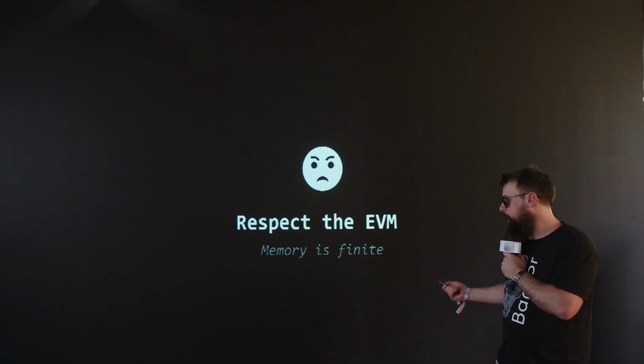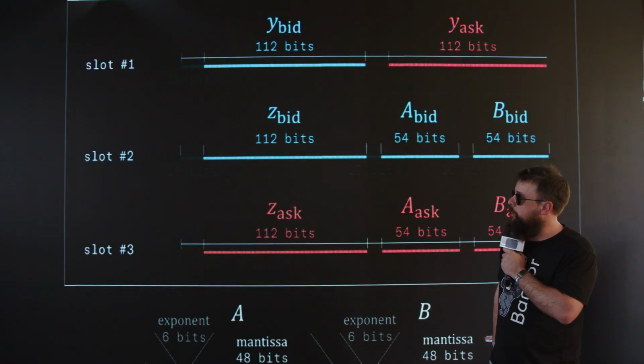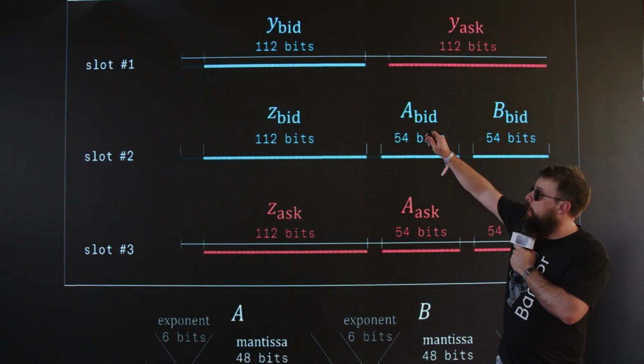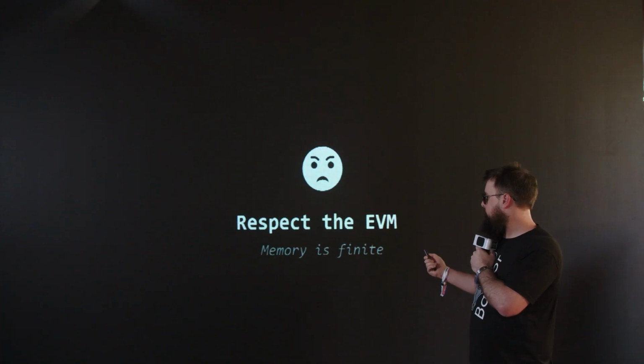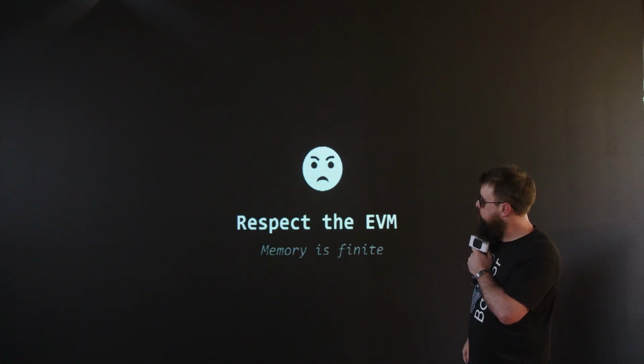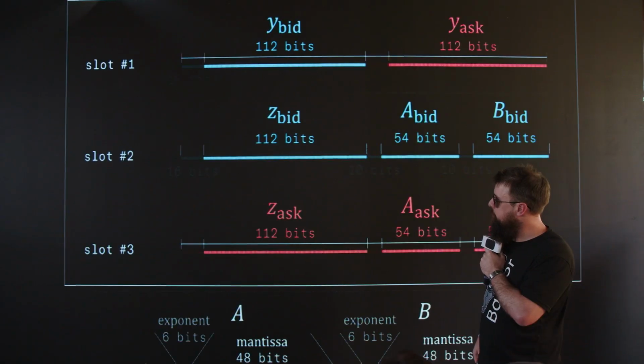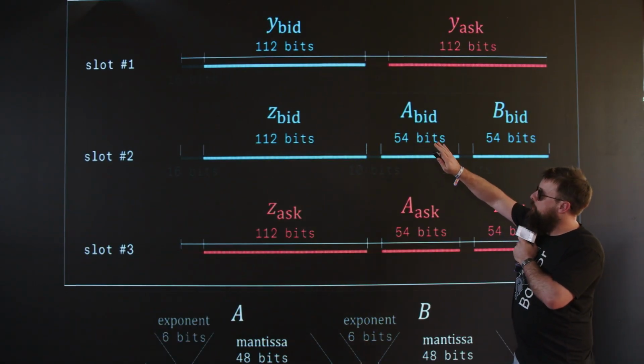Respect the EVM. We're now going to have to talk about finite memory and the kinds of challenges that brings with it. We have effectively 3 slots in memory. Each one of these slots contains about 128 bits that we have access to. And we organize it this way.